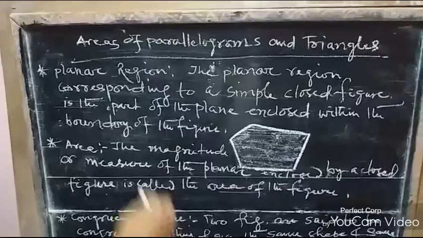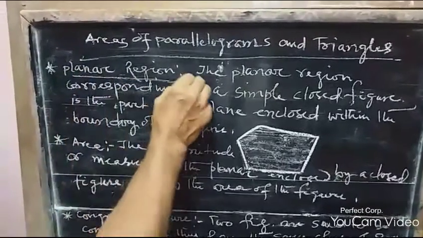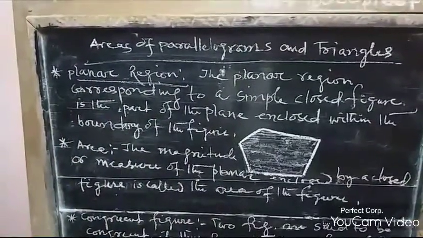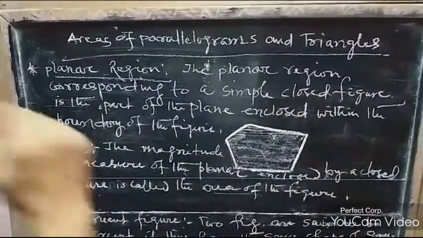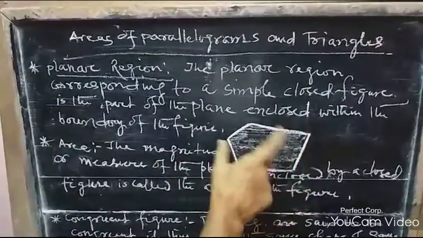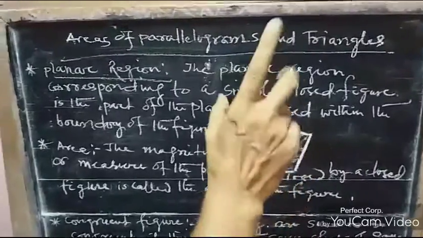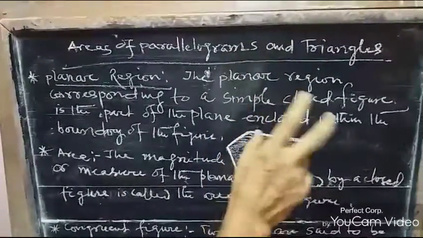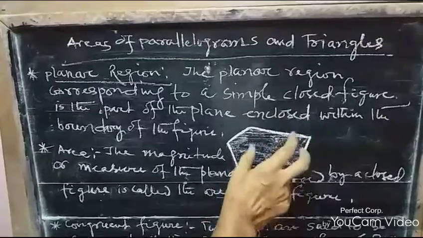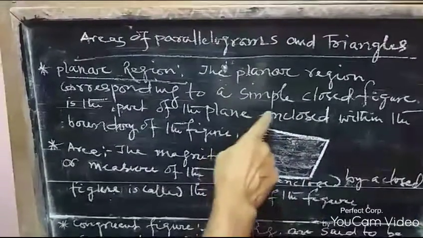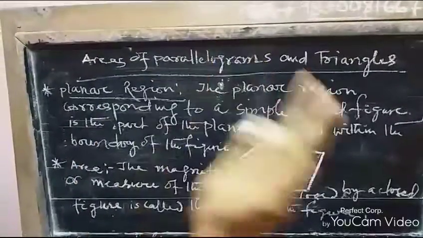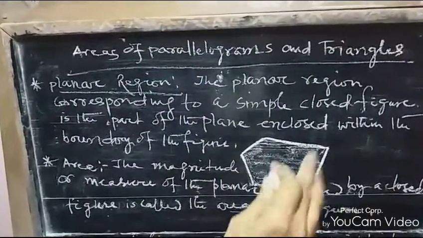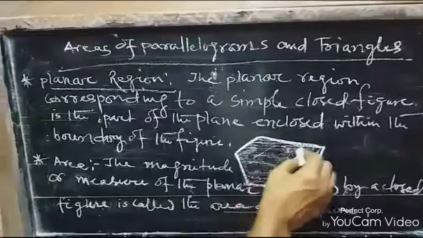First of all, you need to understand what a planar region is. The planar region corresponding to a simple closed figure. We are going to find out the area of any closed figure. So area means this is 2D.